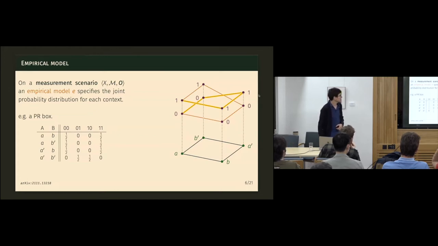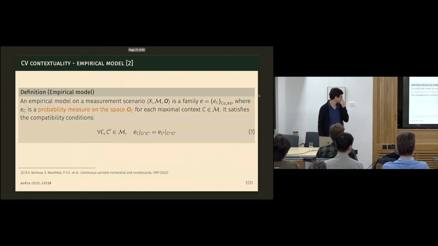And you see that bundle diagrams are very helpful to witness contextuality, because here you can see that whenever you take a local path, a local section, you cannot extend that to a closed path throughout the diagram. But of course, if you go to the CV setting and you require just a continuum for each outcome, then you cannot picture that anymore with bundle diagrams.